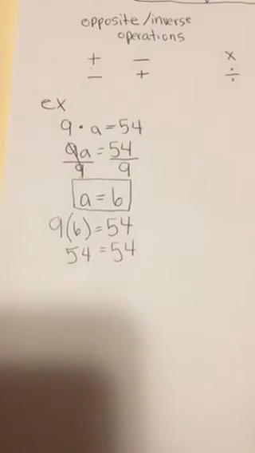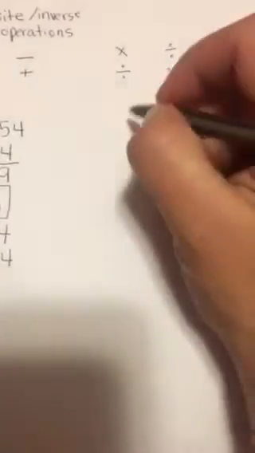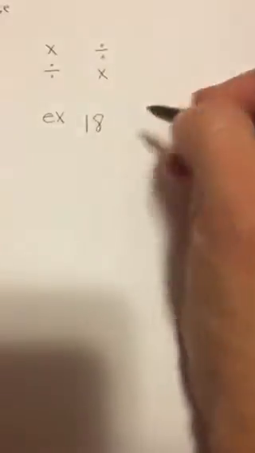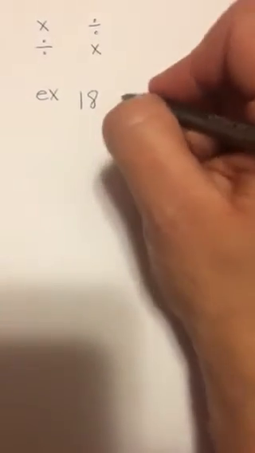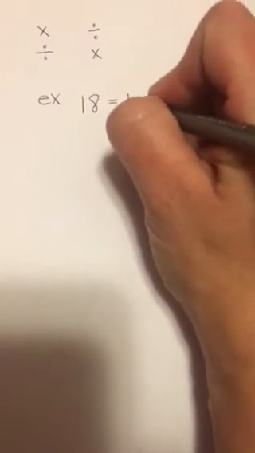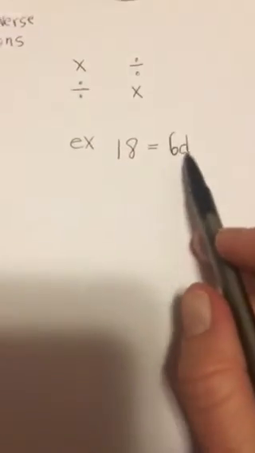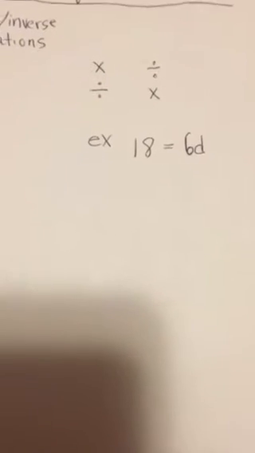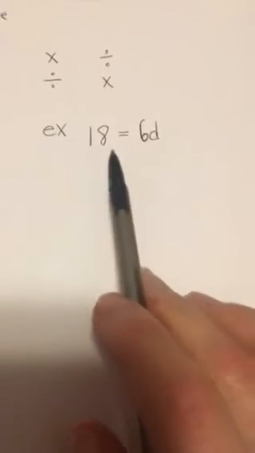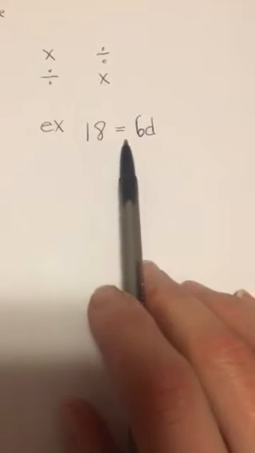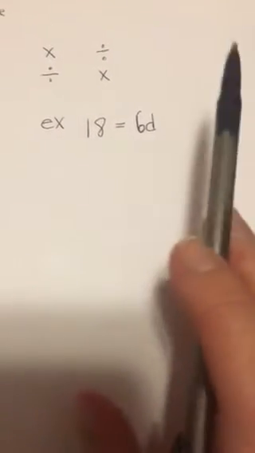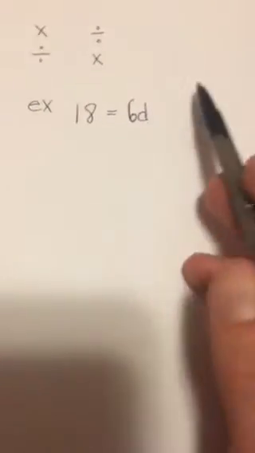Let's do another example. Now I have 18 equals 6D. Okay, now an equation can also be written this way, with the answer and the variable on the right hand side. That's okay, it's the same thing as this one. So remember, this means 6 times D.